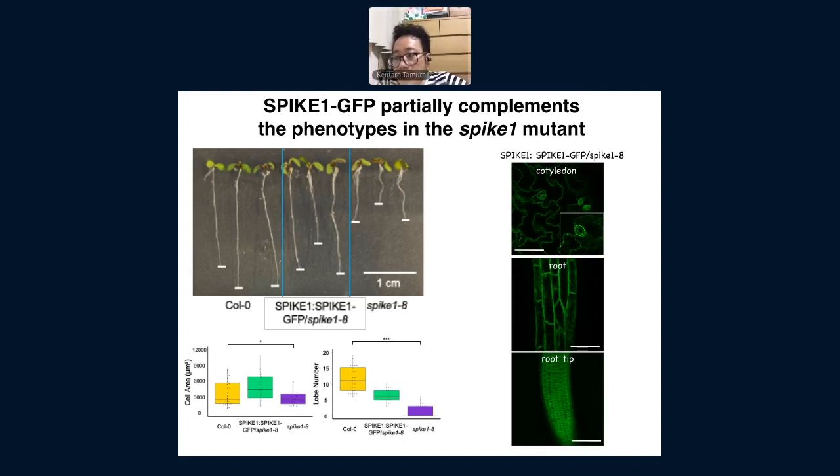To investigate cellular localization of spike1, we introduced the spike1 GFP under control of the spike1 promoter into the spike1 mutant spike1-8. We confirmed that spike1 GFP restores root growth in the mutant. Also, cellular area and lobe numbers are partially recovered by spike1 GFP fusions. These are fluorescent images of spike1 GFP. GFP fluorescence is dispersed in the cytosol in all tissues we checked, suggesting that spike1 is a cytosolic protein.